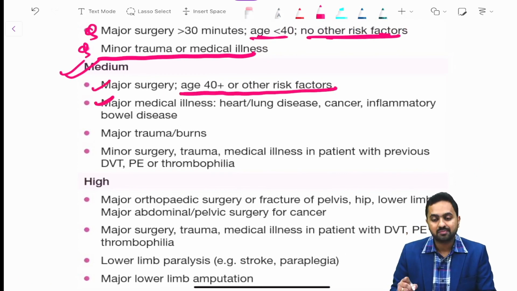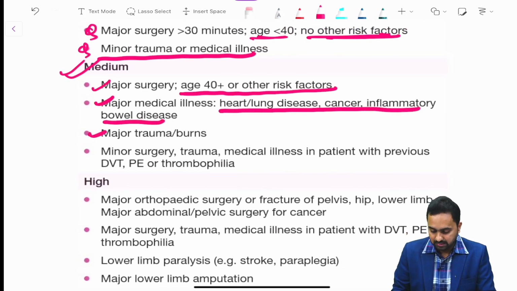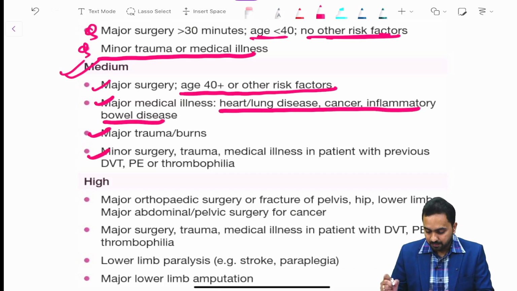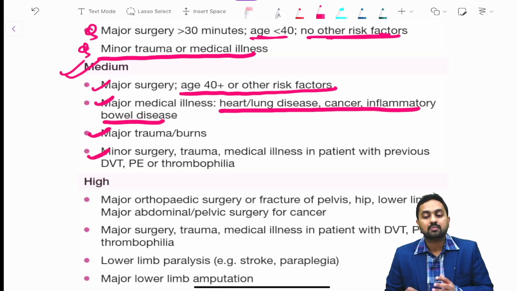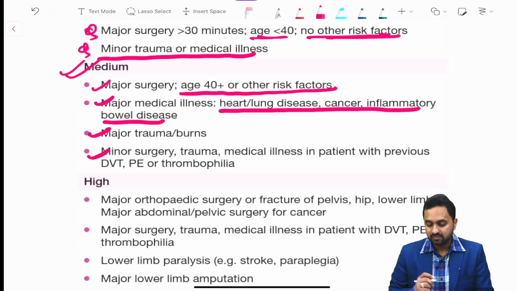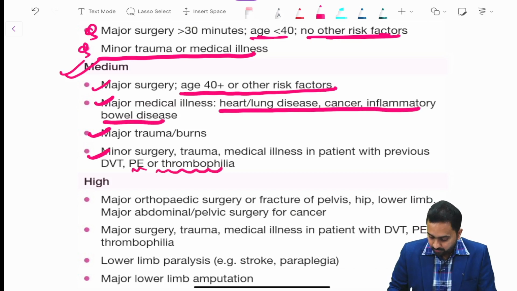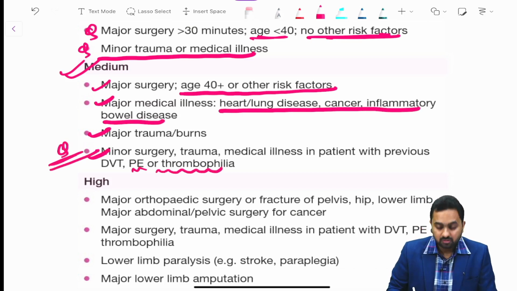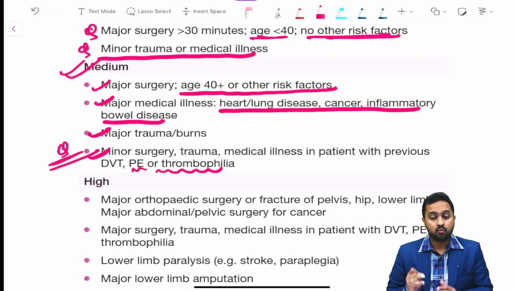Then you have your medium risk factors, which include major surgery, age 40 plus or other risk factors. Then you have major medical illness, which includes heart, lung disease, cancer, inflammatory bowel disease, major trauma or burns, and minor surgery or trauma or medical illness in a patient with previous DVT, PE or thrombophilia, right. So, please do not get confused, these are not your high risk. So, what are your high risk?